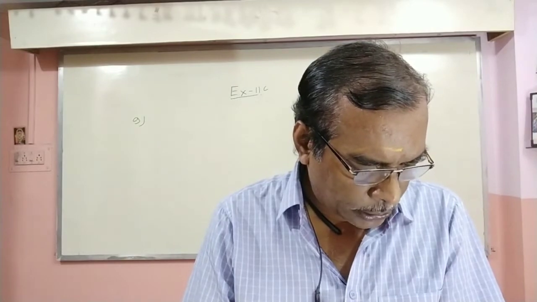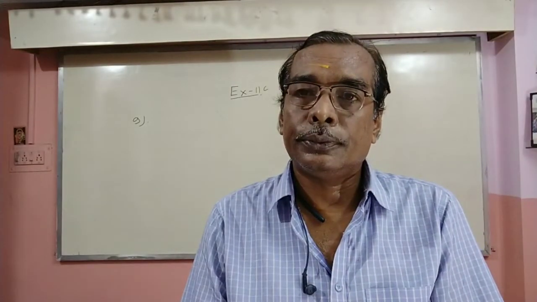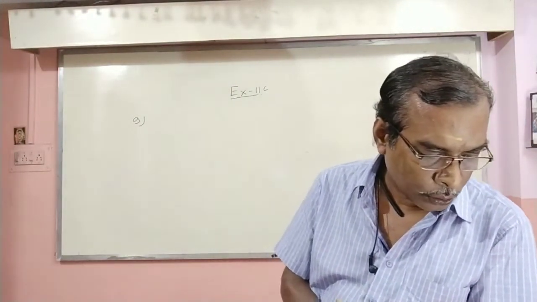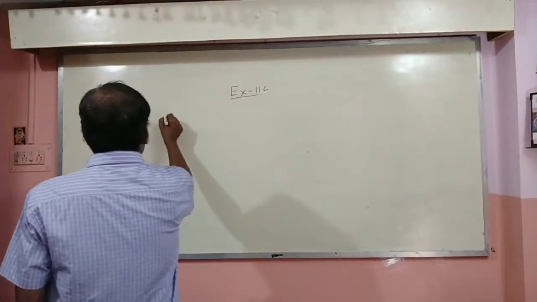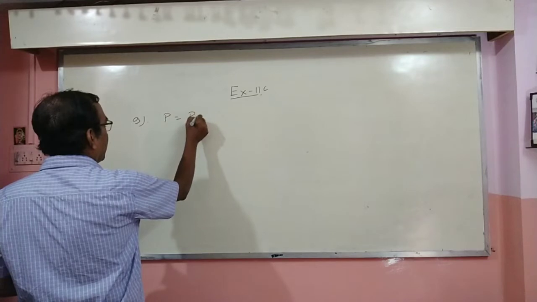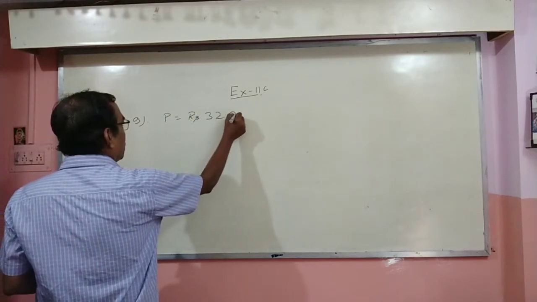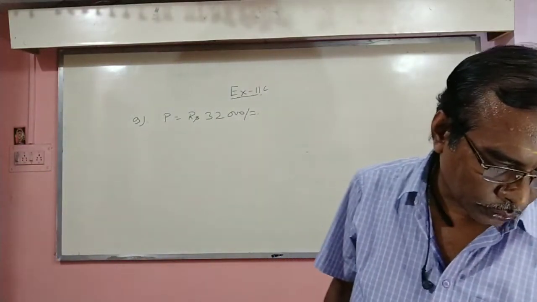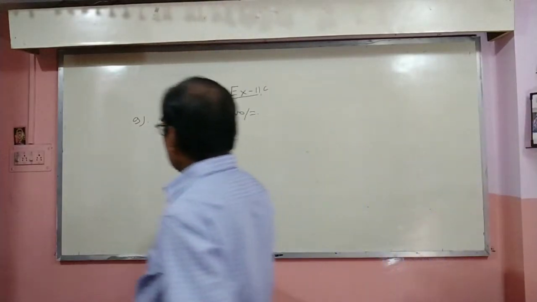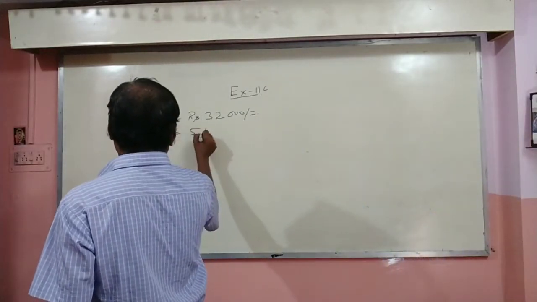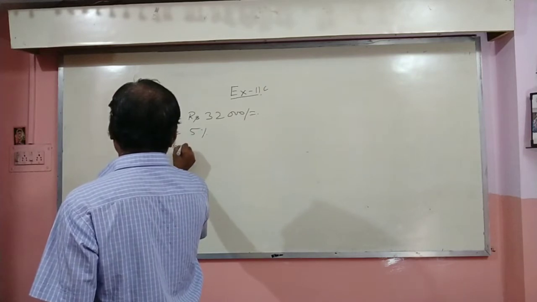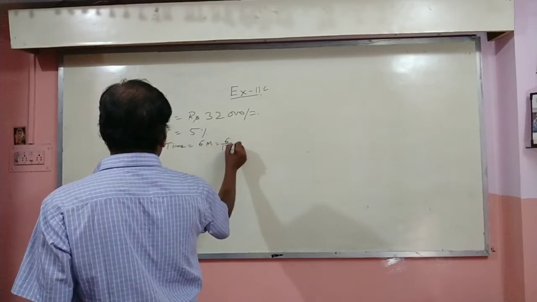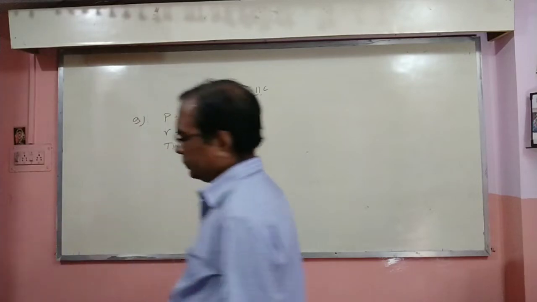And he has deposited this particular money for 6 months. By the way, how will you solve? 6 months means it will become 4 times quarterly. So here I am going to write all these things. The principal amount is rupees 32,000. The rate is given as 5%. And time is given only 6 months, which is equal to 6 by 12, that is 1 by 2 year.